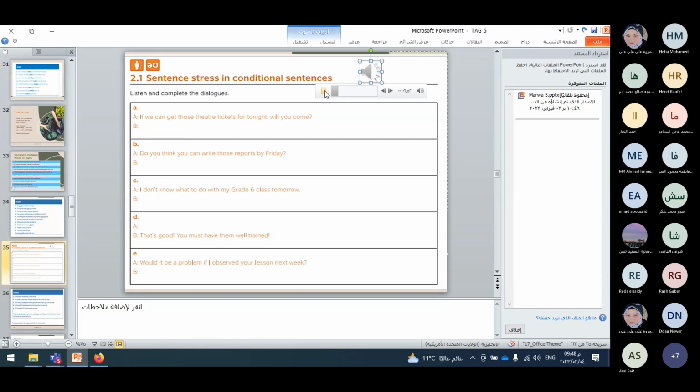Listen and complete the dialogues. A: If we can get those theatre tickets for tonight, will you come? B: Absolutely. I wouldn't miss it for the world.